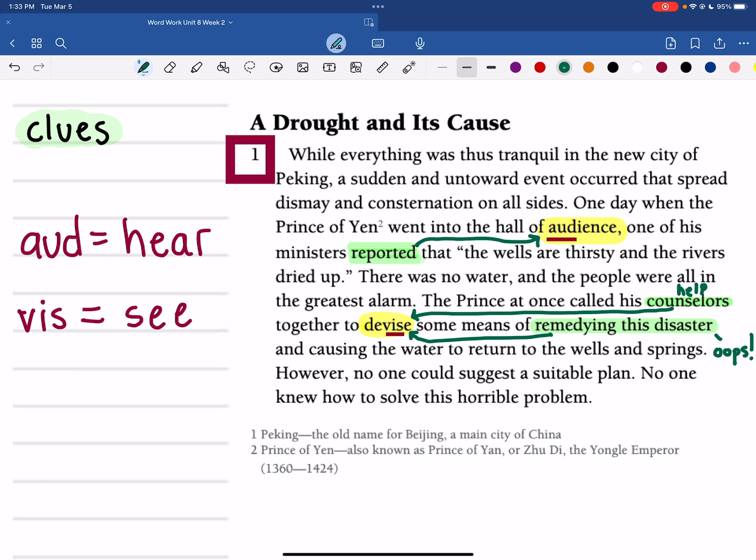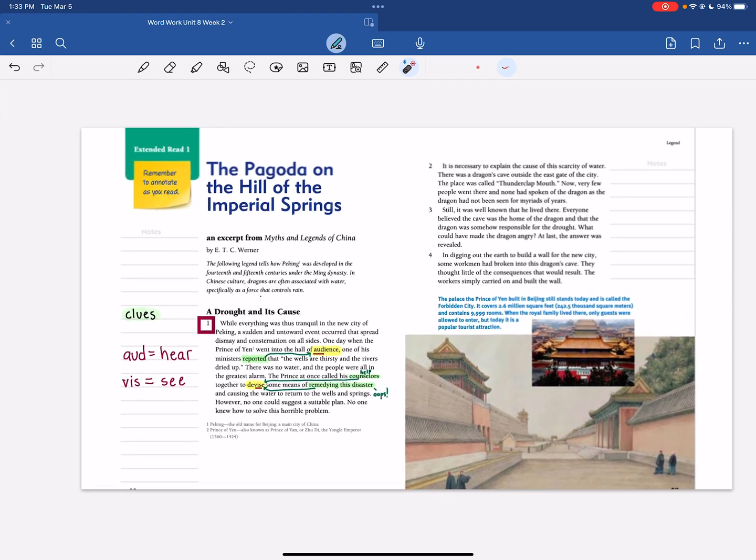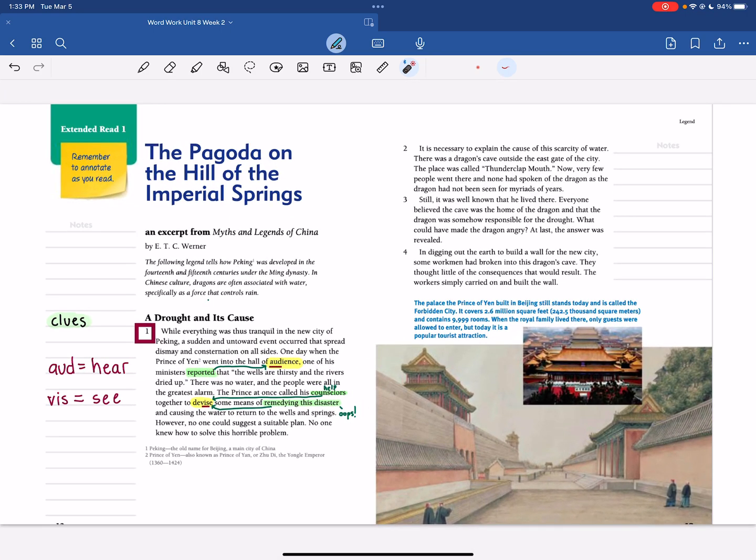So far, we've seen examples of two different Latin roots. We see ad as in audience. We see vis as in devise. And we know what the words mean. Ad is to hear, vis is to see. This example was from the first page of this story.